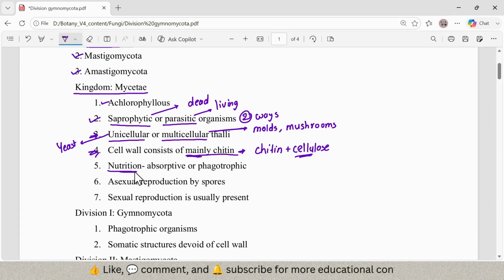Next is about mode of nutrition. It can be either absorptive or phagotrophic. So most fungi absorb nutrients from their surroundings, but some use phagocytosis, meaning they engulf food particles. Next is about asexual reproduction. It occurs by formation of spores which can spread easily through air and water. Most fungi also reproduce sexually. That means sexual reproduction is usually present.